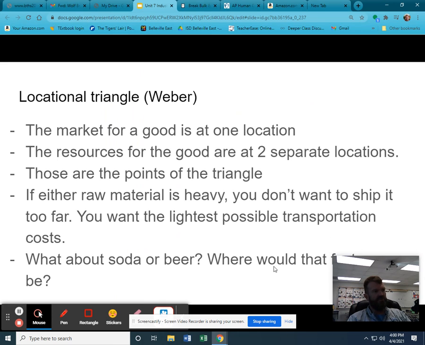Here, I got another review here. So according to Weber, right, the market for a good is at one location. The resources for the good are at two separate locations. Okay, so those are the points on the triangle, right? So here's the market, here's where the raw materials are, right? If either raw material is heavy, okay, you don't want to ship it too far to get it to the market. Okay, you want the lightest possible transportation costs.